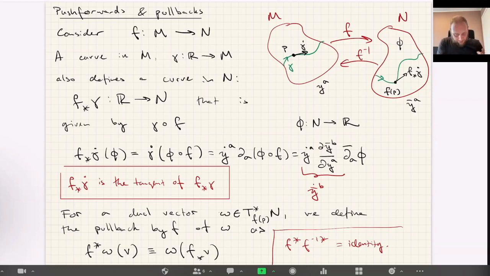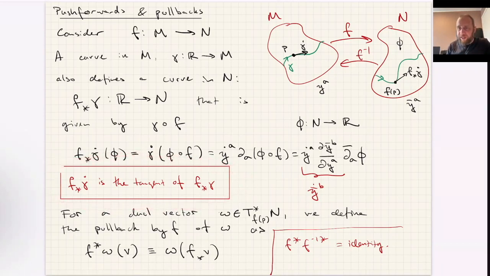Okay, it's 18 past, so let's begin again. During the break, I just took the liberty of writing down what we said just before the break explicitly. So we define the push forward of gamma dot here as the tangent of the push forward of gamma. So we had this curve in M that was pushed forward to N, and then we define the push forward of the tangent vector in M as the tangent of the curve that was pushed forward to N. Okay.